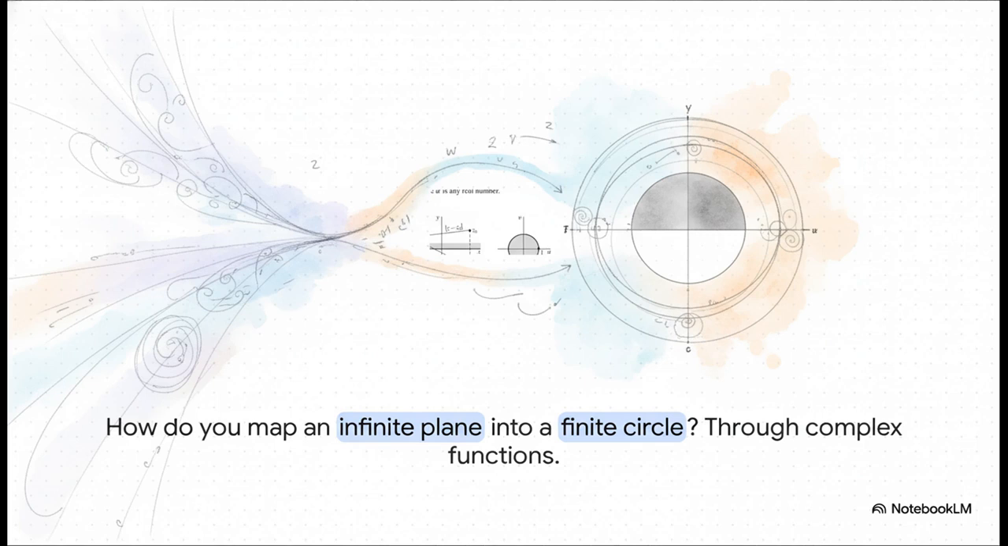So, let's start with a little puzzle. On the left, you've got an entire infinite half of the complex plane. And on the right, it's been perfectly squished into a simple, finite disk. I mean, how is that even possible? Well, this isn't some kind of mathematical party trick. It's a powerful transformation, a mapping that we can actually see and understand.